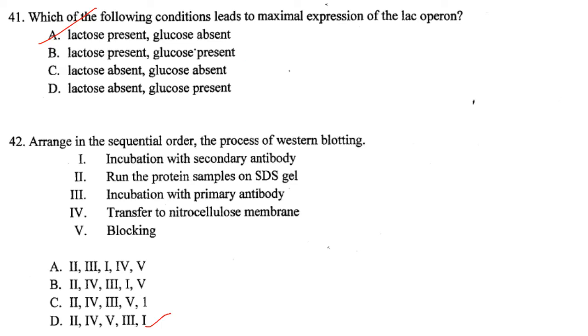Then, which of the following conditions lead to maximal expression of the lac operon? So, lactose is present, glucose is absent. Yes, because E. coli prefers glucose over lactose. So, when glucose is present, it will not synthesize the lactose metabolizing enzymes. So, when lactose is present and glucose is absent, it will have no choice but to utilize lactose, and this lead to the expression of lactose utilizing or metabolizing enzymes of the lac operon. So the answer is option A, lactose present and glucose absent.